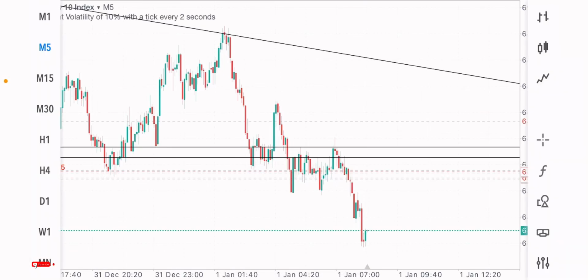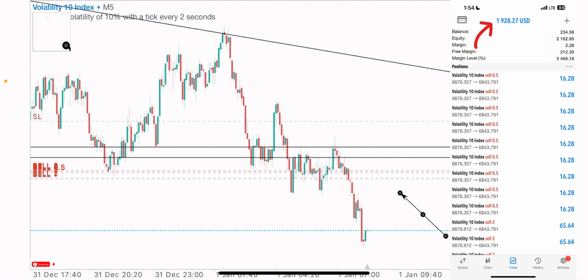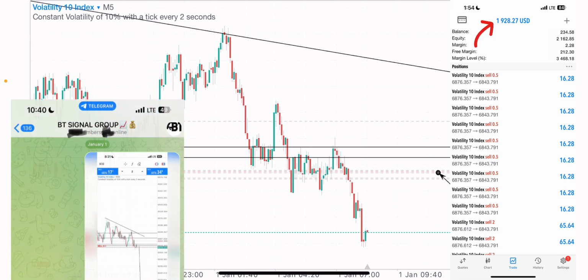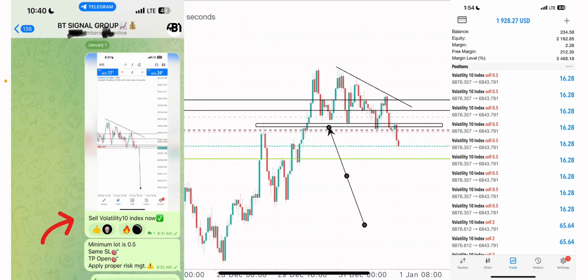Hey guys, I sold V10 index here and moving nicely well in profit. The signal was shared as well. I was able to get the sales on this index.